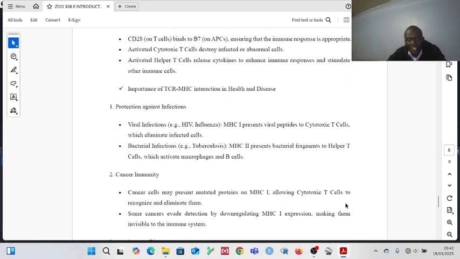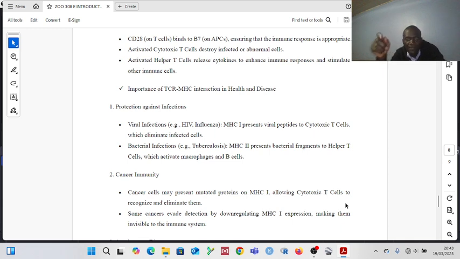So what is the importance of the T cell receptor and the major histocompatibility complex interaction, the interaction of these two with reference to health and disease? So one, it helps in the prevention against infections. For example, when you are talking of viral infections, the MHC class 1 will present viral peptides to cytotoxic T cells.